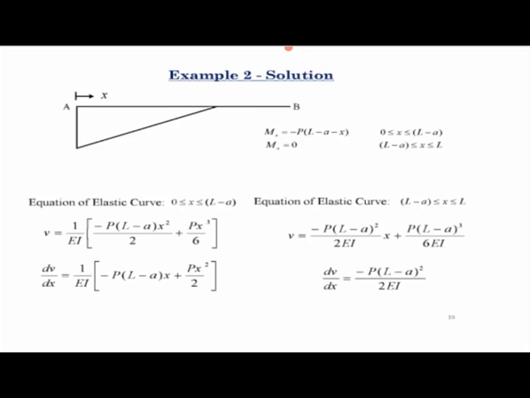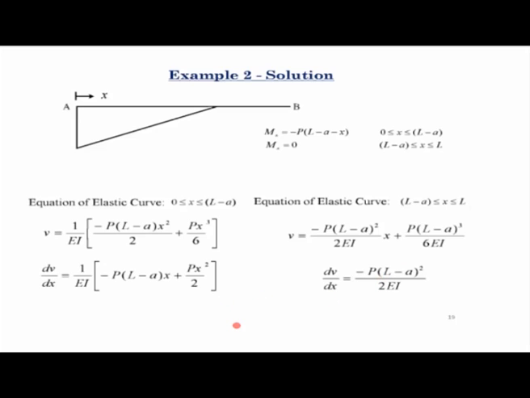So this is the equation of the slope and deflection for the portion of the beam in this region. This slide is basically summarizing the slope and deflection equations for both regions of the beam. This is for the first part of the beam, which is between 0 to L minus a, and this is for the second part of the beam. And also these are the equations for the slope of the beam, one for x between 0 to L minus a, and the other for x between L minus a to L.